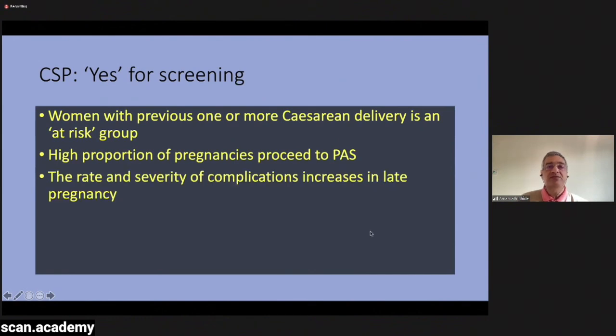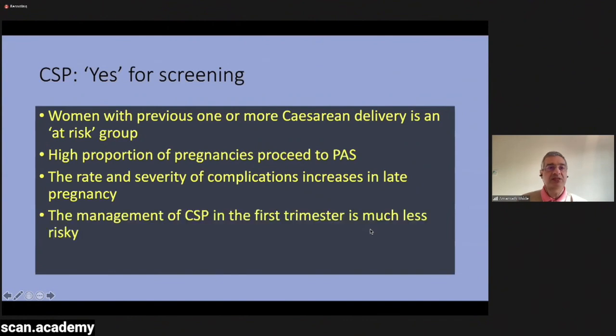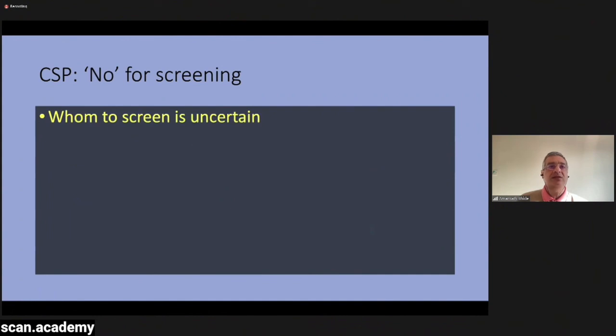The rate and severity of complications increases in later pregnancy, and the management of cesarean scar pregnancy in the first trimester is much less risky. I'm not going to go into details about that, and we've got excellent speakers to follow, and we will learn from them how cesarean scar pregnancy should be managed. But this is only one side of the coin. There is the other side of the coin. Whom to screen is uncertain, and why am I saying that?